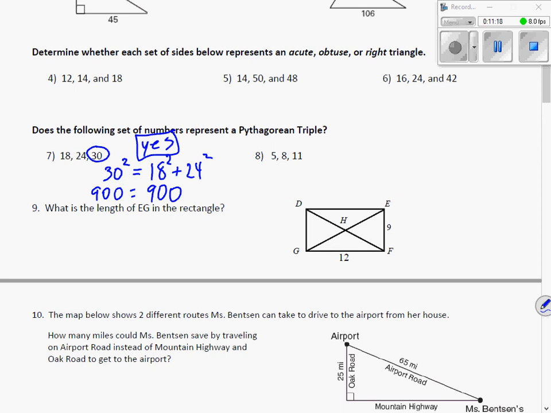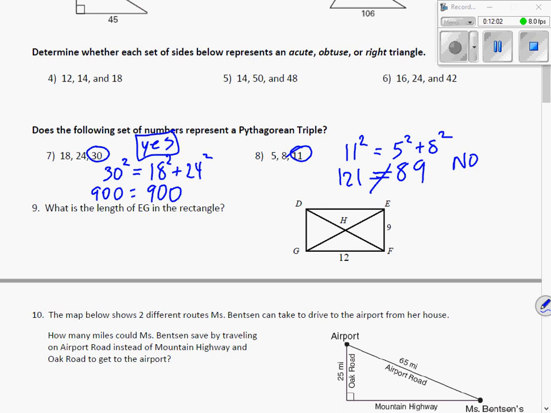Get to number 8. 11 is our potential hypotenuse. So 11 squared should be equal to 5 squared plus 8 squared if it's a right triangle. 11 squared is 121. What is 5 squared plus 8 squared? 25 and 64, 89. So they're not equal. So no, this is not a right triangle.